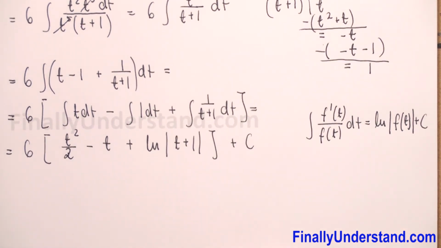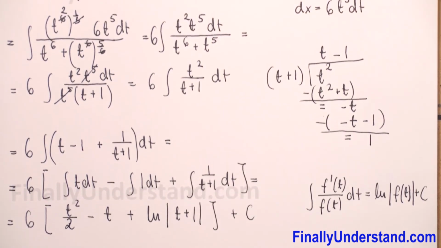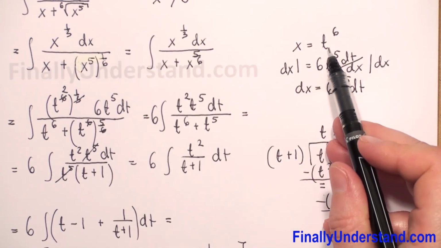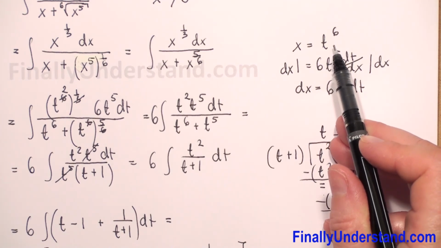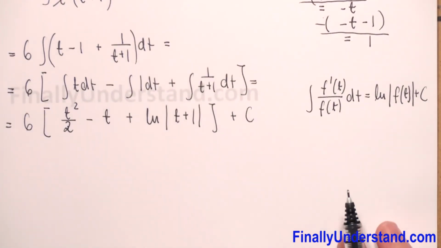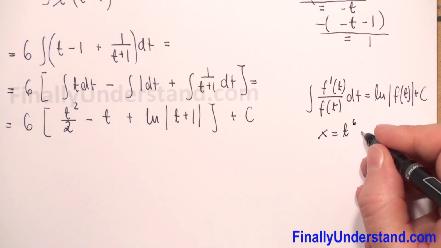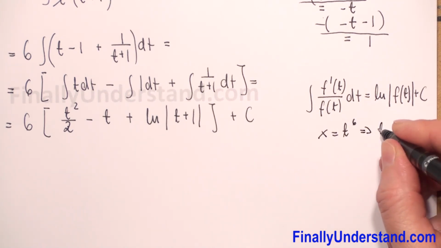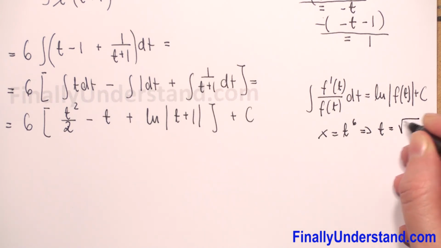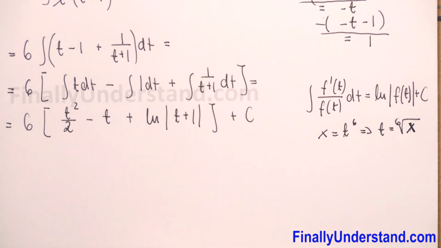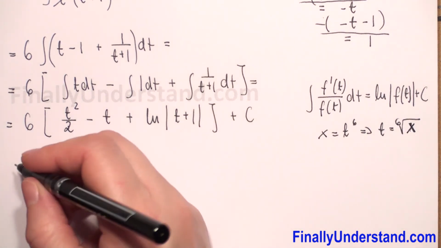Now we have to come back to our substitution. We have that x is equal to t to the 6th power. So let me write this here. We have x is equal to t to the 6th power. It means that t is equal to the 6th root of x. So now we will substitute our t's.